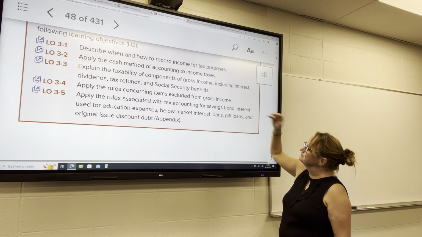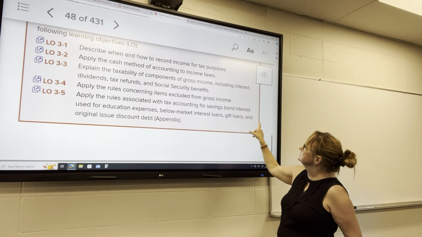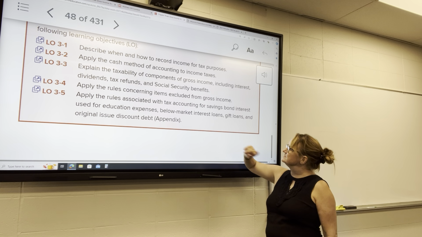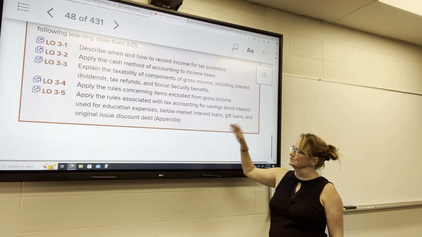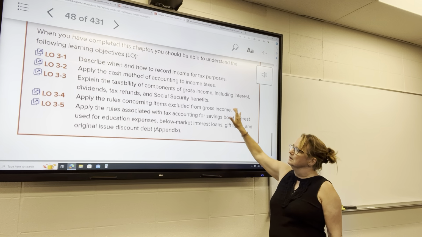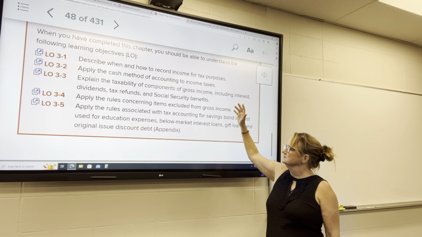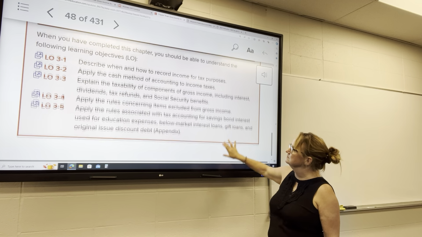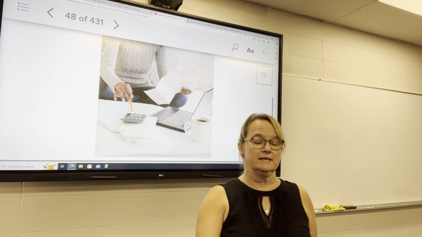And then this one, I haven't decided whether I'm going to cover this in full yet or not. Some of these, so the savings bond interest that is used for education expenses, we will talk about. These below market interest rate loans and original issue discount, I usually just gloss over those because it's pretty obscure. I mean, I shouldn't say obscure. It's a little high level for an introductory tax course. So anyway, those are the main components that we're going to look at in chapter 3.